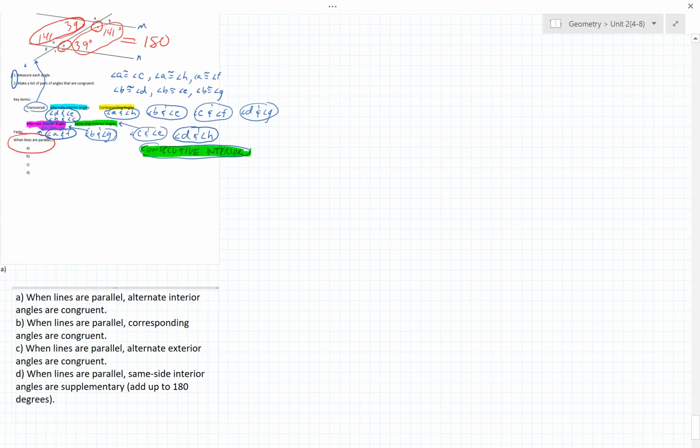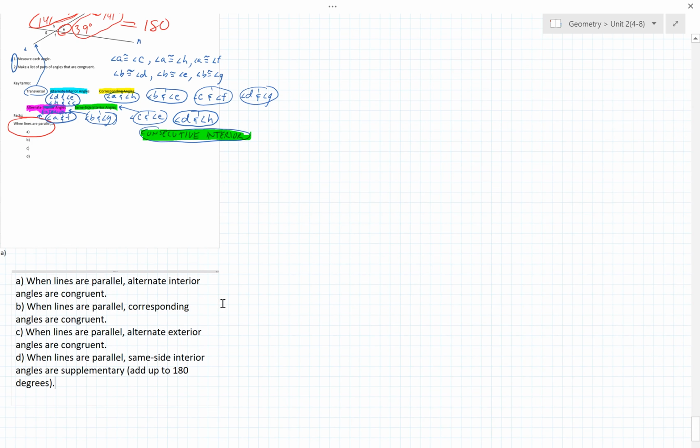Okay, and so now we have four very important statements that we can apply anytime we have parallel lines that are cut by a transversal. So that completes the lesson for today. You're going to go ahead and apply those facts to some various problems in the homework assignment.